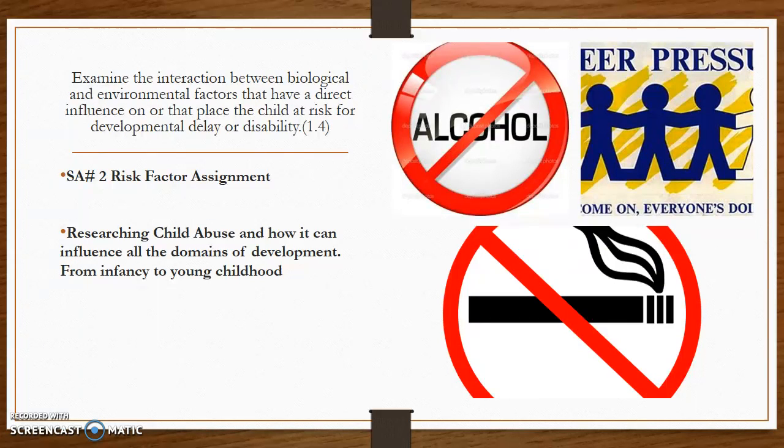Examine the interaction between biological and environmental factors that have a direct influence on or that place the child at risk for development delay or disability. The risk factor assignment. I did my research on child abuse and how it can influence all domains of development from infancy to young childhood. It was heart-wrenching to read some of the research that they have about the difference in a typical student and an atypical student who has experienced child abuse and some of the things that can happen. It was eye-opening.